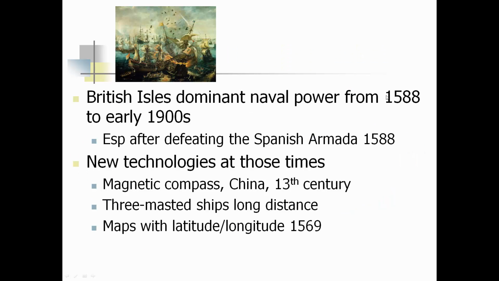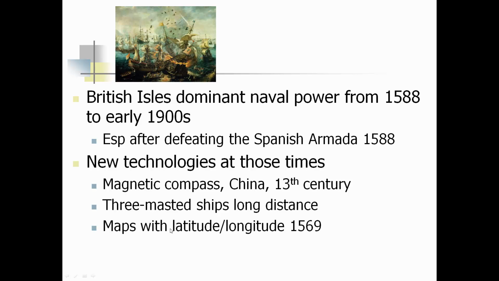The British Isles dominate naval power as of 1588 after defeating the Spanish Armada, and they do that until around the early 1900s, so the earliest 20th century. We have new technology. We have the magnetic compass, again from China back in the 13th century. We have three-mast ships, which are actually created now for, and this is actually the British defeat of the Spanish Armada, with cannon fire, and you can see there are things, including people, blown up into the air. Had to be really violent. I think they said there were 25,000 deaths in this battle, or these battles. There were about 6 of them.